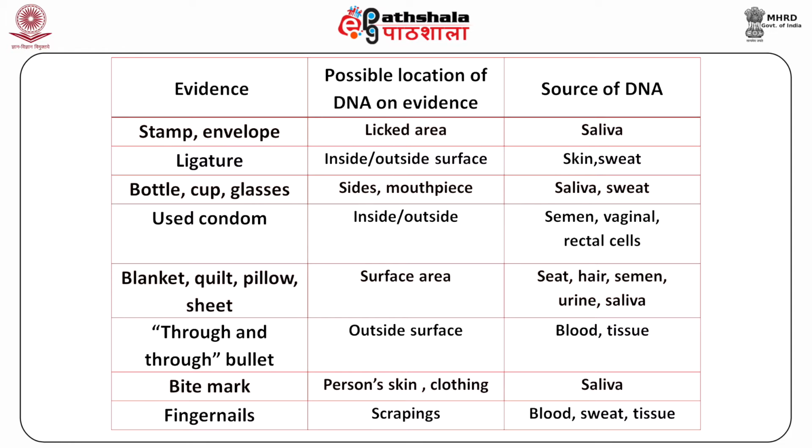Blanket, quilt, pillow, sheet, surface area of this evidence, and sheet and hair, semen, urine, saliva shall be the source of DNA on them. Through-and-through bullet, the outside surface of that would contain blood or tissue as a source of DNA. Bite marks, if present on the person's skin or clothing, saliva shall be the source of DNA. Fingernails, fingernail scrapings shall contain blood, sweat or tissue.